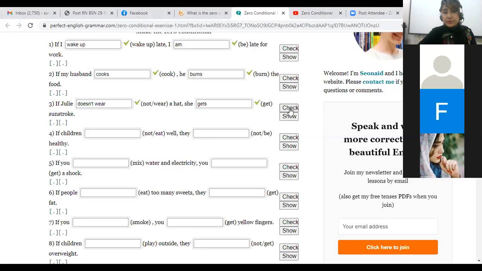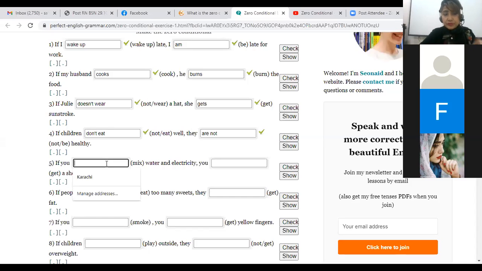All right, correct, excellent. All right, if children, children is plural noun. Okay, so what do you think? What should we write? If children don't eat. Wait a minute. If children don't eat, okay, child is singular and children is plural. All right. So if children don't eat well, they are not. Okay, let's write they are not. Otherwise, I was writing contraction. Let's see if it accepts. All right, good. They are not healthy.